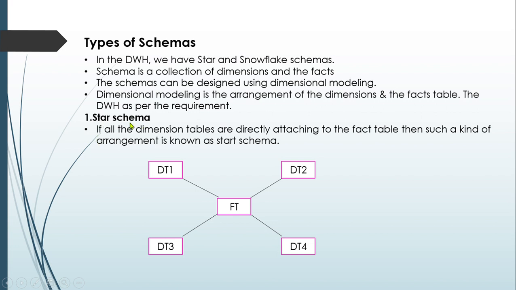So, we'll understand what is star schema. If all the dimension tables are directly attached to the fact table, then such an arrangement is known as star schema. So here you can understand this is a fact table. Fact table is centralized, it's in the center, surrounded by the dimension tables. In this dimension table, we have a primary key, which gives the relationship to the fact table using a foreign key. This is how star schema looks.